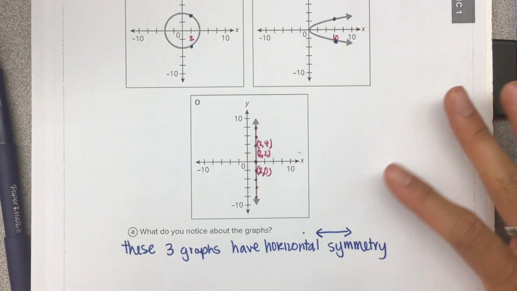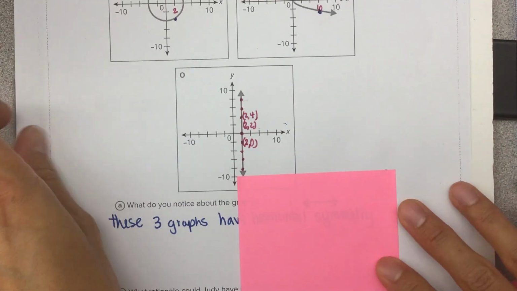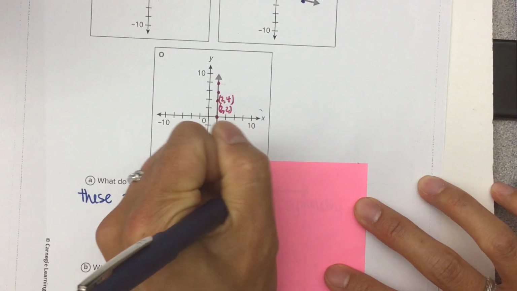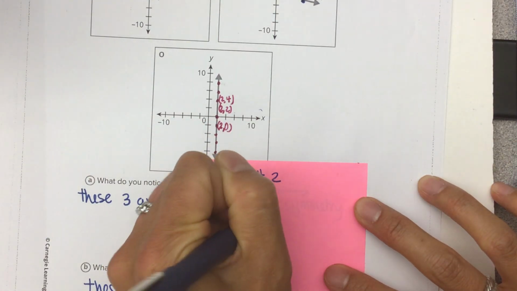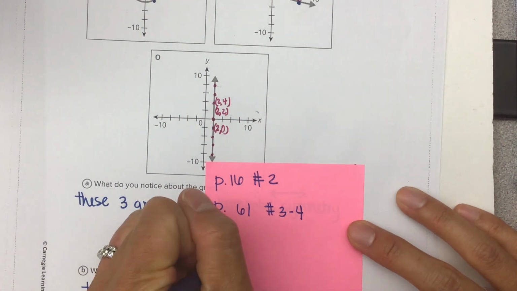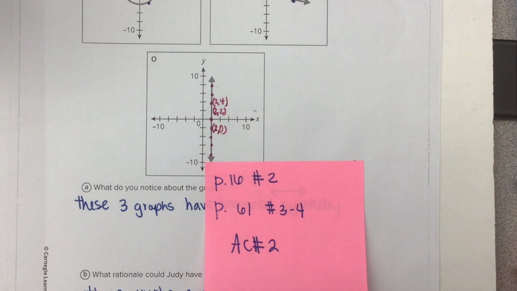All right, your homework today, remember we pushed it off from yesterday. It's the same pages as the other day, but it's different problems. It's your page 16, number 2, and page 61, number 3 through 4. Again, if you have very nice handwriting, you can use those textbook pages to show your work and your answer. But if you know that it's going to be a mess, please use a separate piece of paper and make sure you do answer checker number 2 that goes with it. Okay, have a good day.